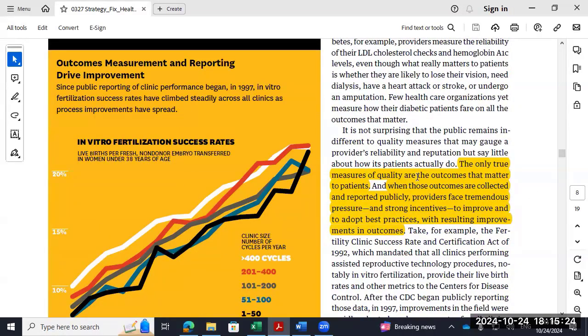The only true measure of quality are the outcomes that matter to patients. We'll talk a little about that. When those outcomes are collected and reported publicly, providers face tremendous pressure and strong incentives to improve and adapt best practices.